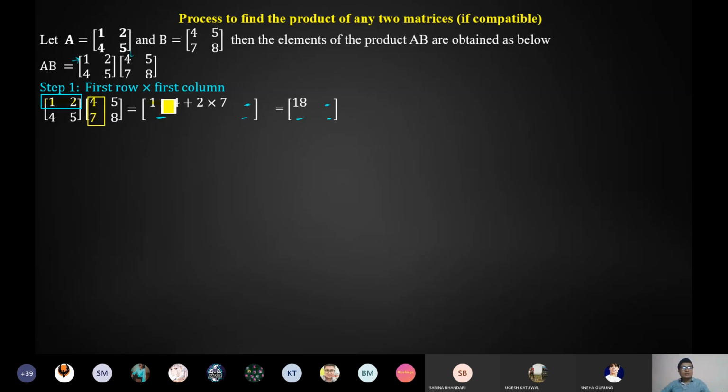See here, this is 1 times 4 plus 2 times 7. I got the first element, so let's find the other elements also. Let me find this second one first. Step 2, first row into second column. Don't worry, we'll do this in one step in other questions, but I am explaining the step by step process of all these things. Step number 2 is first row into second column.